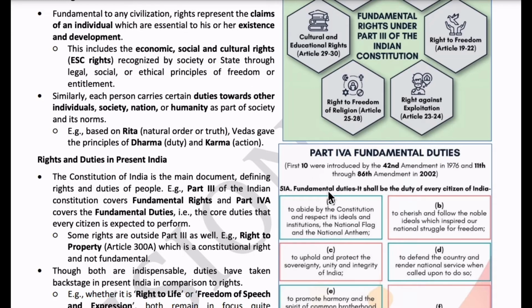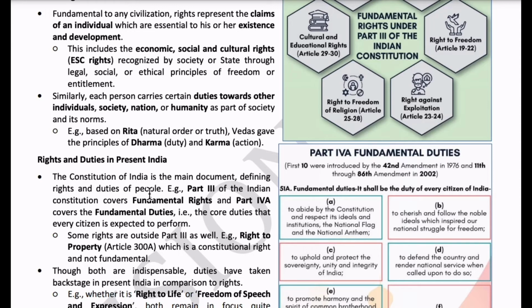How many parts do we have in the Constitution? We have 22 parts. And what is Part 3? Part 3 deals with fundamental rights, and Part 4A deals with fundamental duties. And what about Part 4? Part 4 is about directive principles of state policy. And the other question is, under which Amendment Act was right to property taken out from the list of fundamental rights? It is under the 44th Constitutional Amendment Act. Remember this, guys.